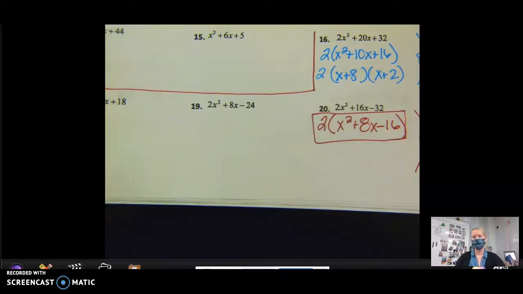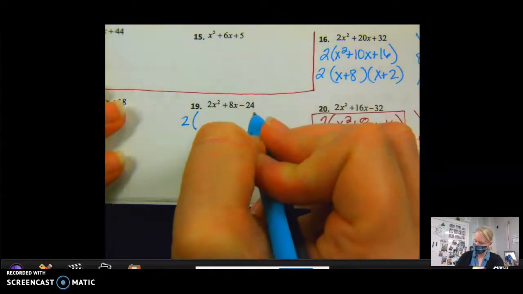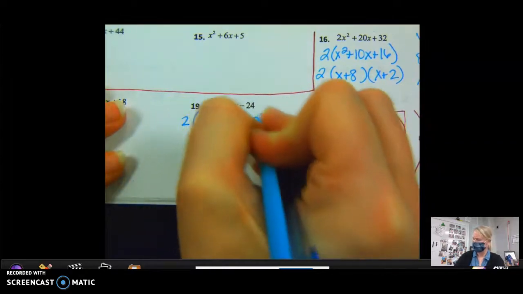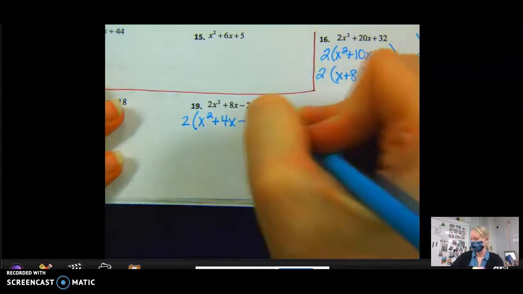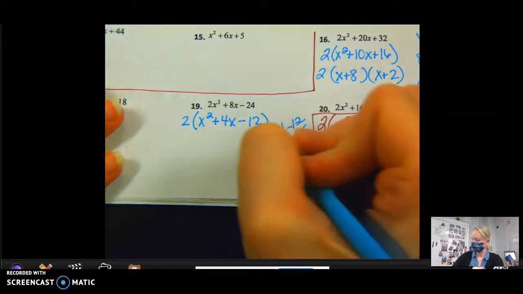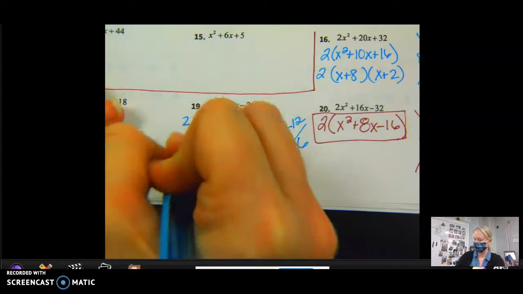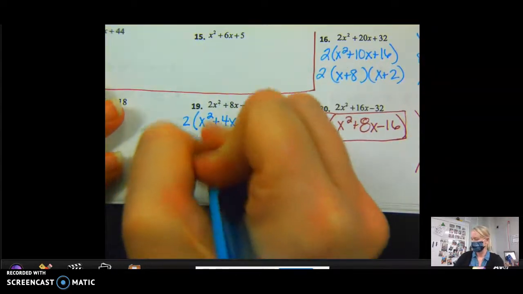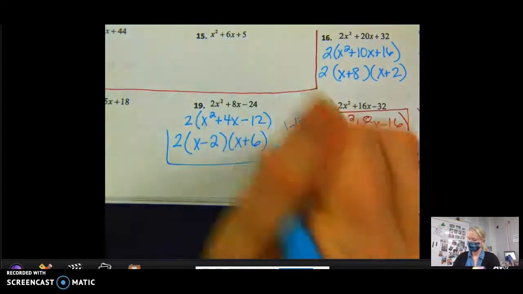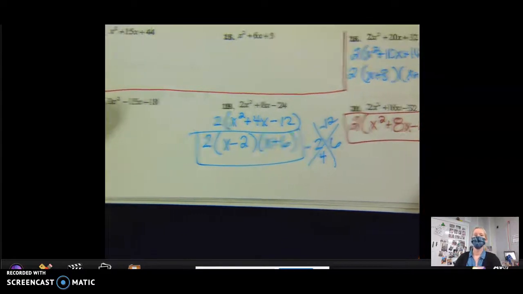19, what's my GCF on 19? What do I have left? X squared plus 4x minus what? 12. Crisscross it. When I multiply, I what? When I add, I what? What 2 numbers multiply to negative 12 but add to 4? Negative what? Negative 2 and positive 6. Awesome. 2 out front. X minus 2. X plus 6. Very, very good, guys. Box around it.